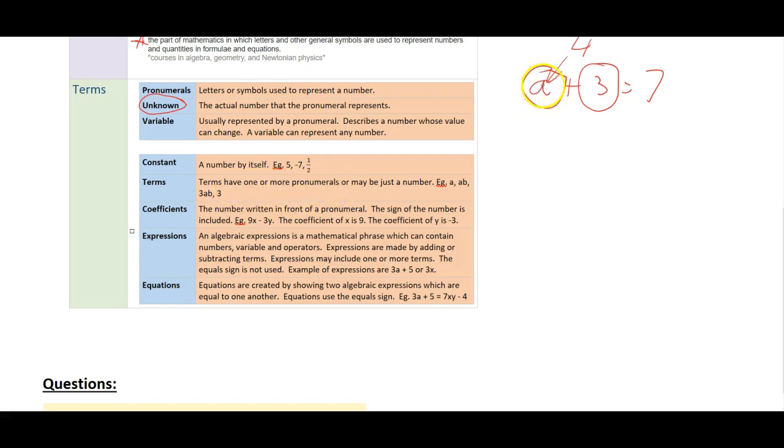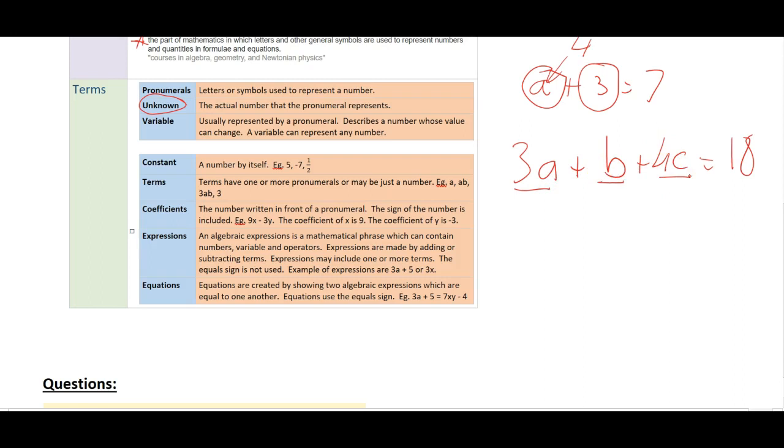Remember, these are the symbols or the letters that represent an unknown, or maybe just a number. So if we have, as an example, 3a plus b plus 4c equals 18, what we have here is different terms. The terms here are one or more pronumerals or just a number. So there's a term, and there's a term. So we have 3 terms in this one, and that's what we'd say.